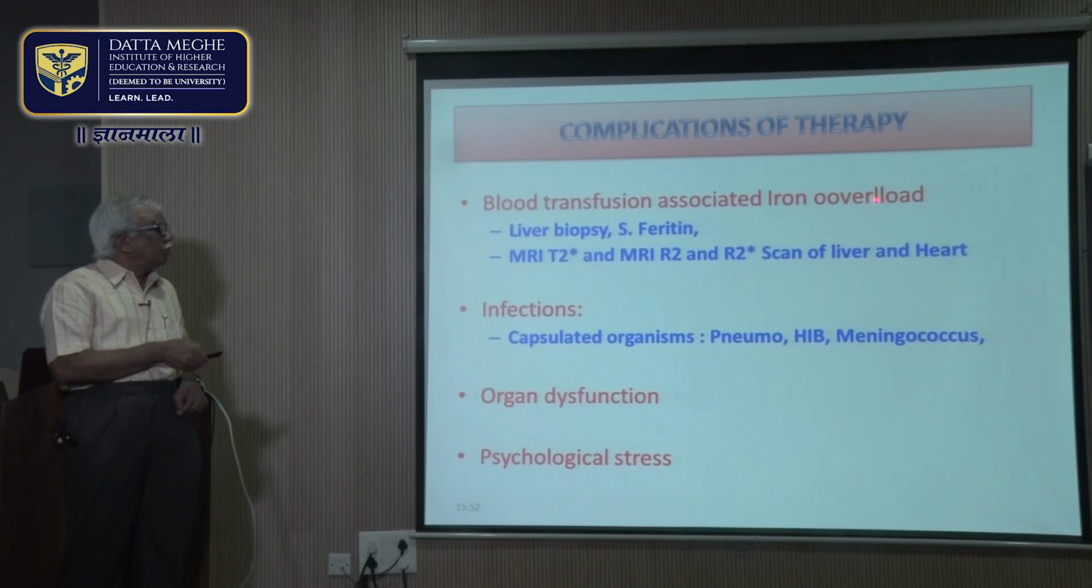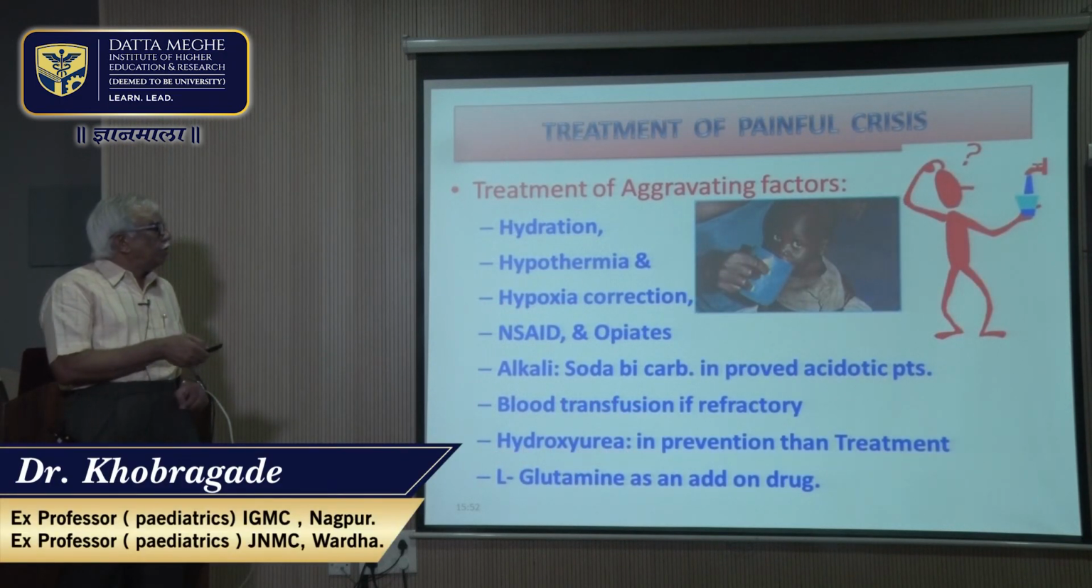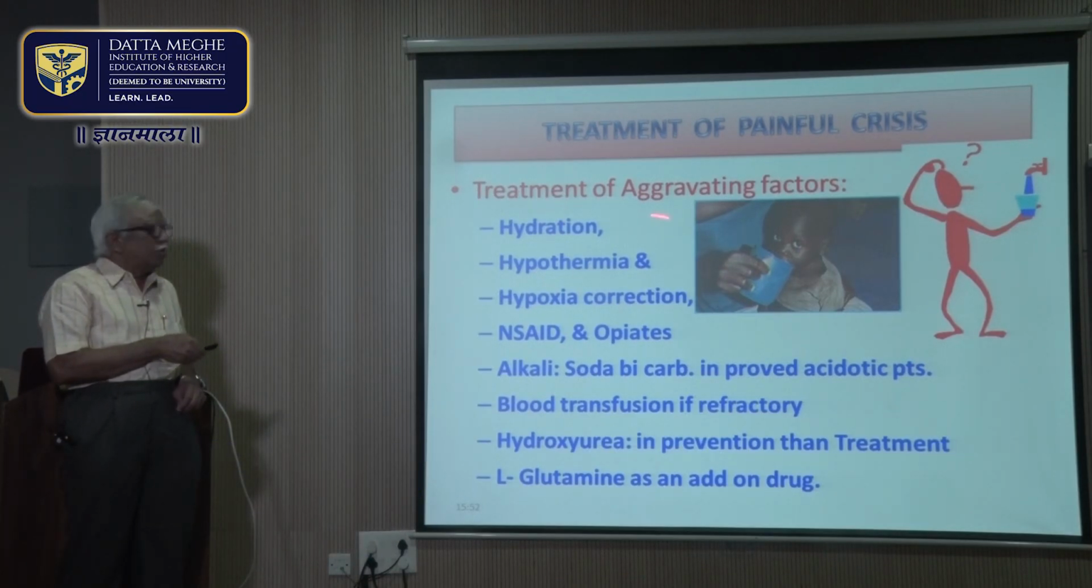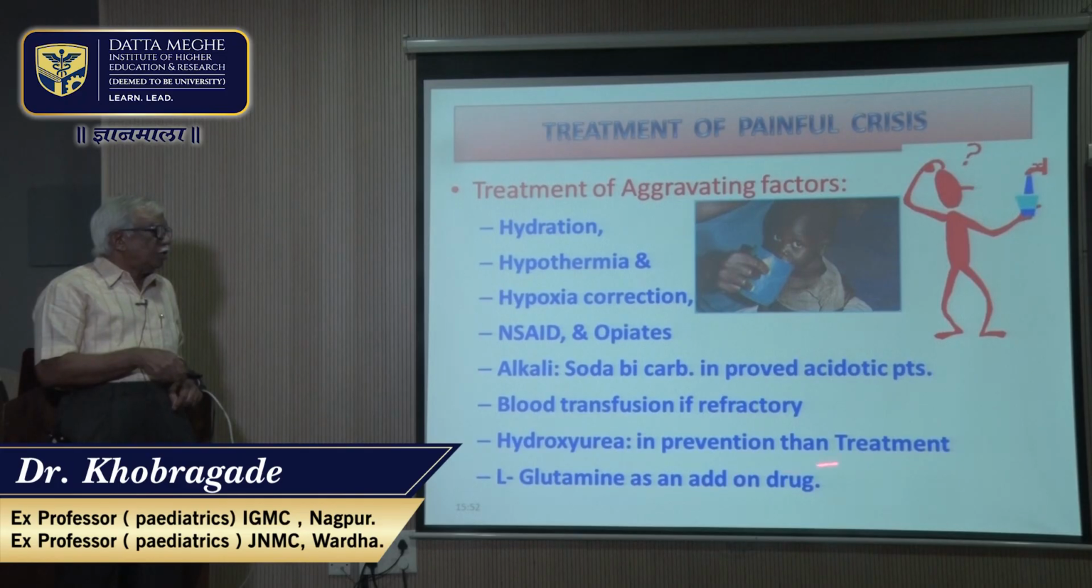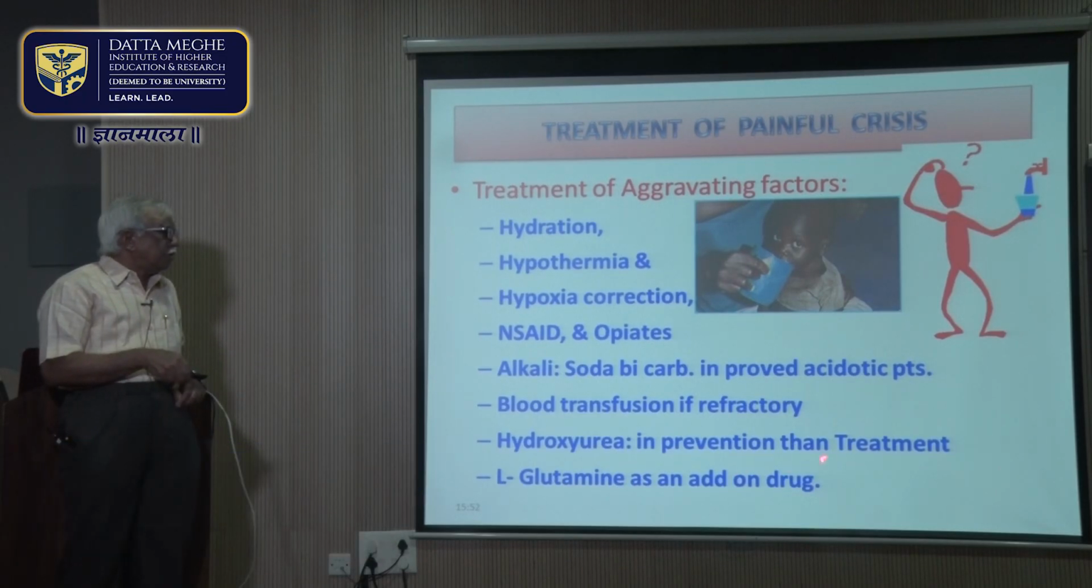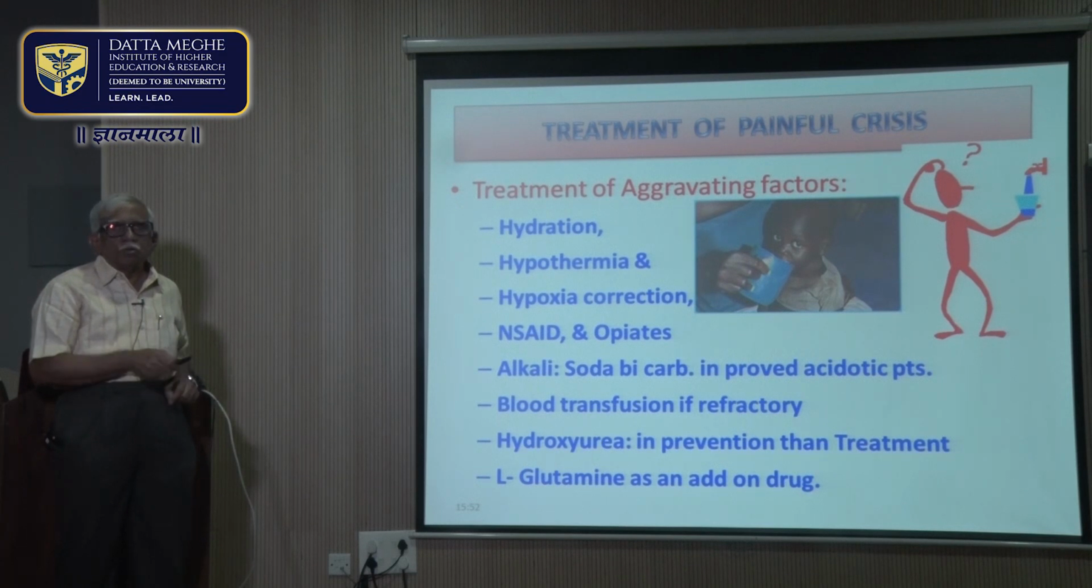Complications of therapy: blood transfusion associated iron overload is very well known, infection is known, organ dysfunction is known, and psychological stress and even economic burden. What is needed most commonly is hydration, hypothermia and hypoxia correction. These are the things needed in 90% of patients of sickle cell anemia. NSAIDs or opiates for relief of pain. Soda bicarb only when the patient has proved acidosis, otherwise not. Blood transfusion if they are refractory, and hydroxyurea is always to be given for prevention and then treatment, and therefore it has to be continued throughout life. One has to always keep in mind, except during pregnancy.